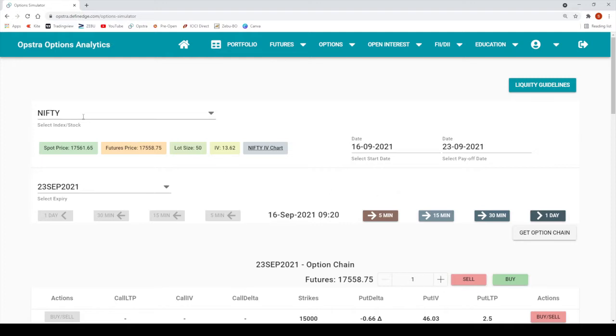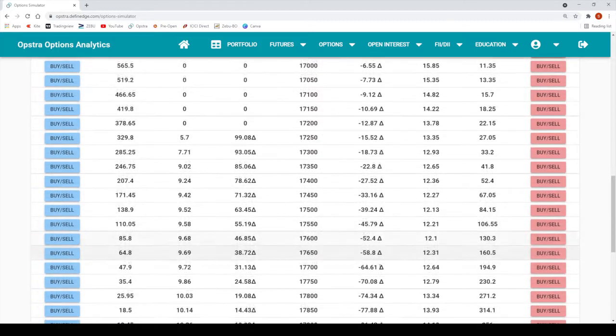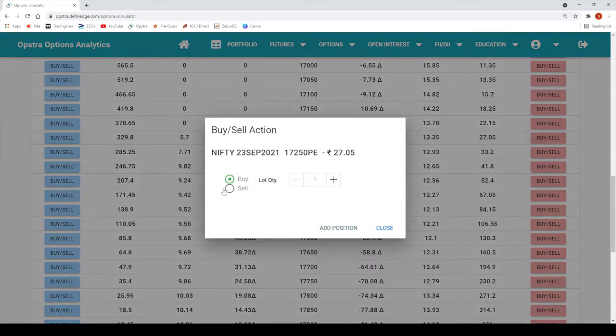Now we are going to sell the current week call and put. I am going to select around 25 to 30 rupees premium. The 17,250 is trading around 27. I am going to sell one lot.